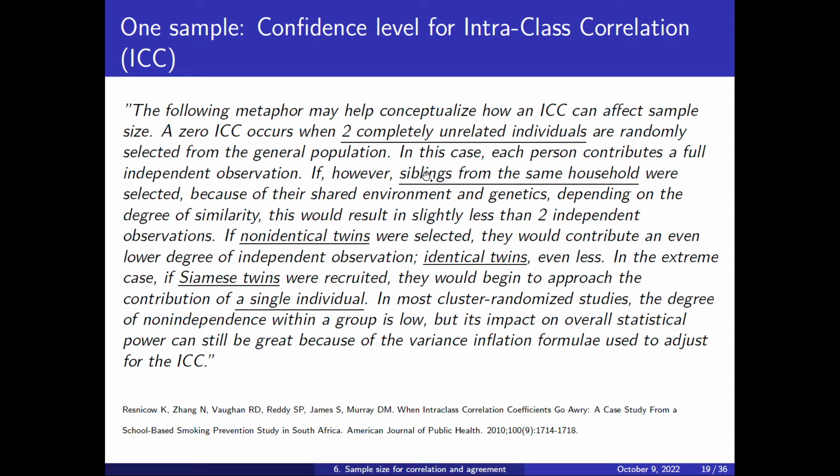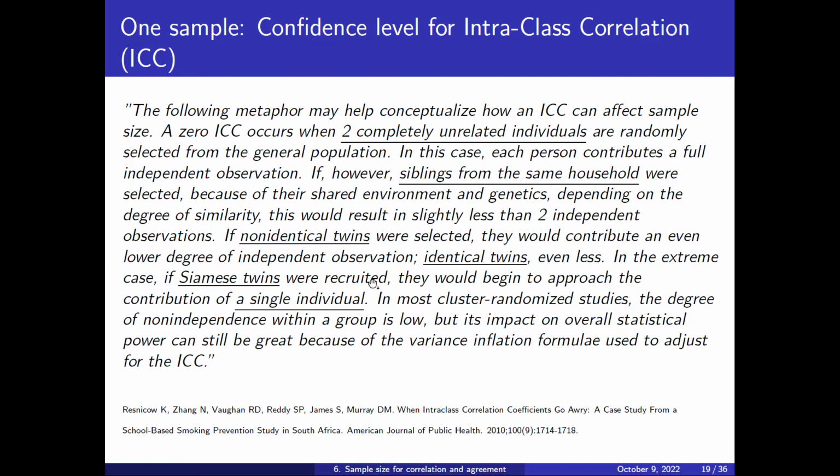Then instead of two completely unrelated individuals, you take two siblings from the same household. Now the responses of these two siblings will be more correlated to each other. So you don't have two completely independent samples, but a little bit less independent. So the intra-class correlation grows a bit. Now instead of two siblings, you take two non-identical twins, and again the correlation between those two, because they have the same age, will be a little bit larger.